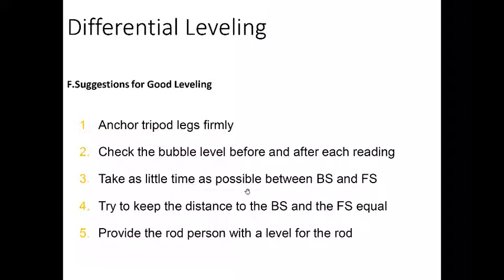So some suggestions for good leveling: anchor the tripod legs firmly so that there is no settlement. Check the bubble level before and after every reading. Since wind and settlement can disturb the leveling of the instrument, you need to check that the circular bubble is in the center after a couple of readings, just to make sure. Take as little time as possible between backside and foresight so that the two readings are taken in the same conditions. Try to keep the distance between the backside and the foresight equal. That is actually how you avoid an error, and we'll talk about it in just a while.